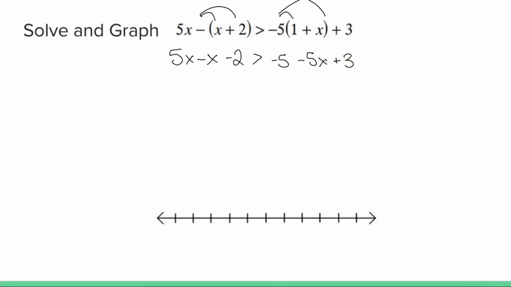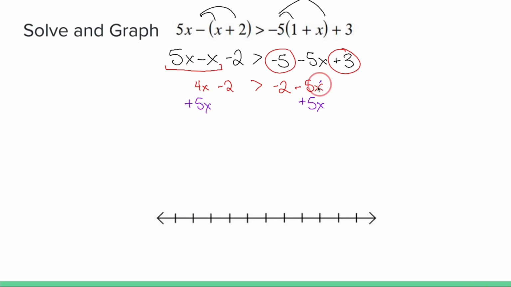Now that we've taken care of distributed property, let's combine on both sides separately. So 5x minus x is 4x. That gives me 4x minus 2 is greater than. Negative 5 and 3 combine, so those combine to make negative 2 and then minus 5x. Now I have variables on both sides of the inequality. I prefer to have my variable on the left. So I'm going to add 5x to both sides, add 5x to both sides. That crosses out. 9x minus 2 is greater than negative 2.